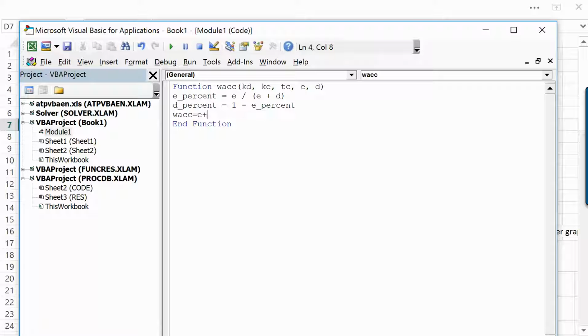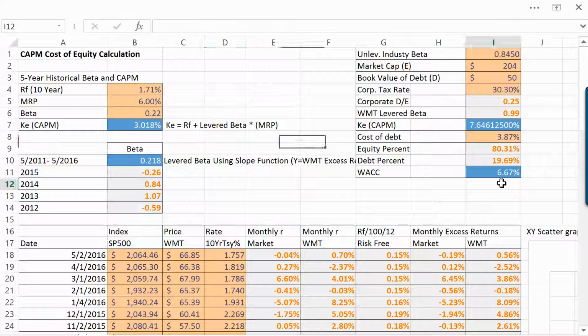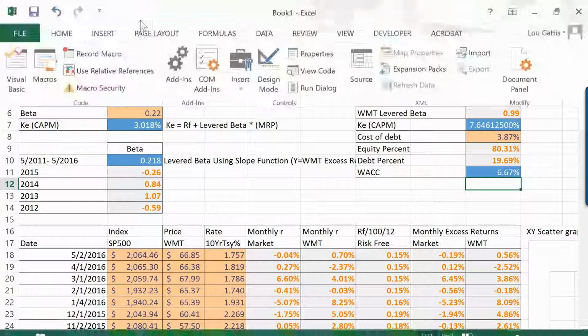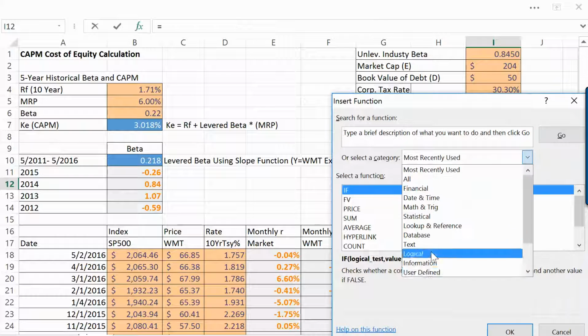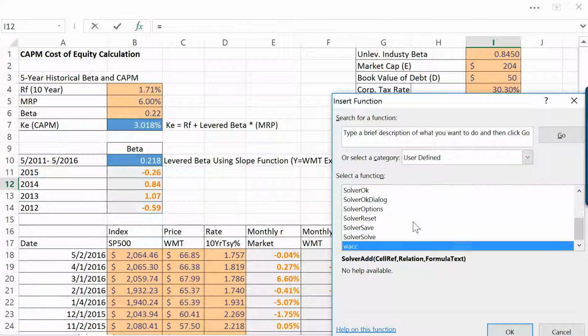WACC is going to be my E percent times KE plus my D percent times KD times 1 minus the tax rate. Now, I often make typos in this, so let's just make sure it works. Let me put in my function here. Click on Insert Function, User Defined. Look for WACC. I just type WA.